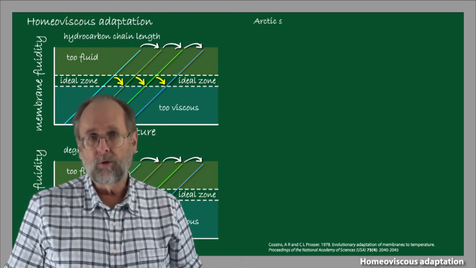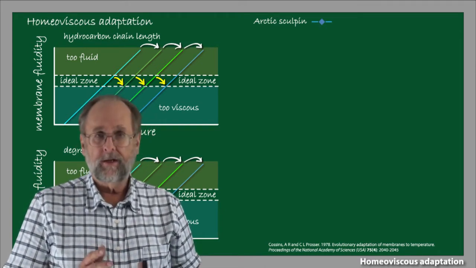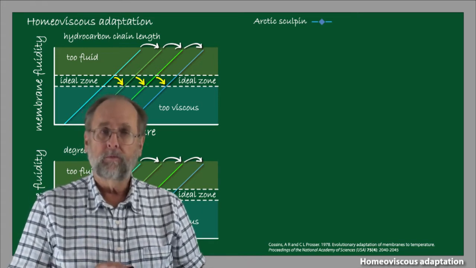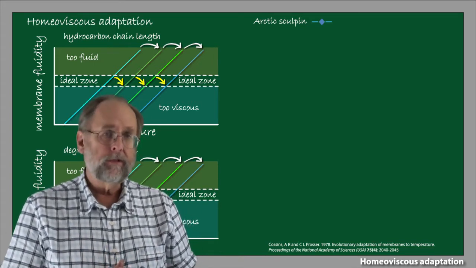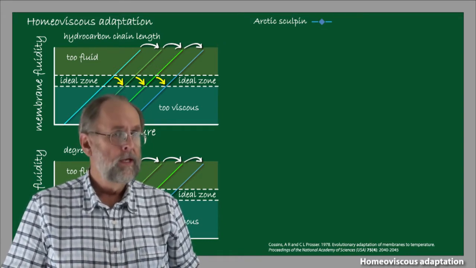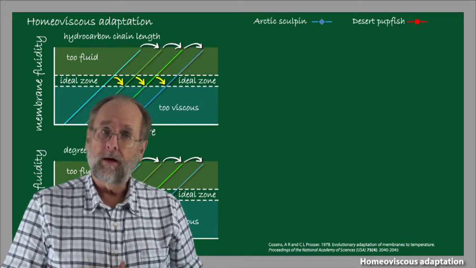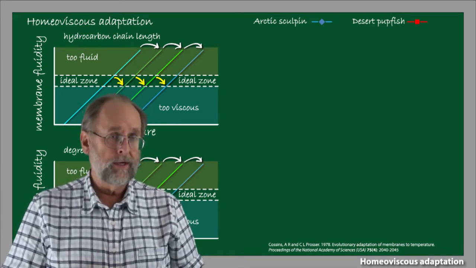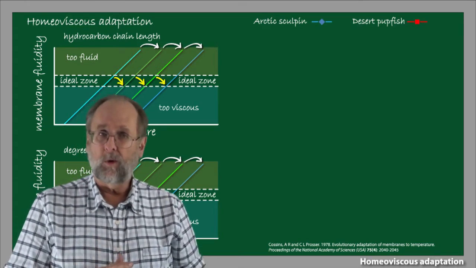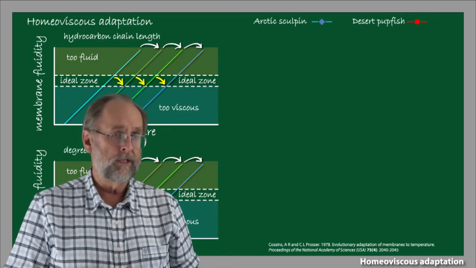Represented with the blue diamonds are data from the Arctic sculpin, a fish that inhabits cold Antarctic waters like the ice fish do. Arctic sculpins typically live in waters around plus 2 degrees Celsius or so. The desert pupfish, represented by these red circles, is found in the desert southwest of North America. They frequently inhabit pools of hot water, typically at temperatures of 35 to 40 degrees Celsius or so.